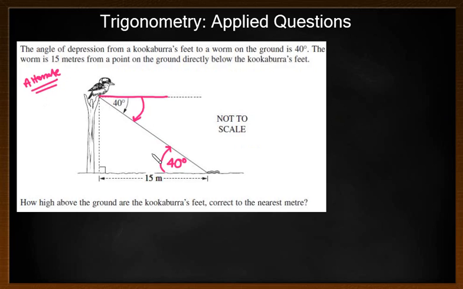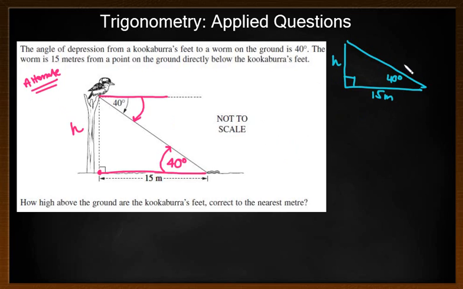We've got the worm that is 15 meters from the point on the ground directly below the kookaburra's feet. So we've got the 15 meters there drawn out nicely. And we're wanting to find out how high above the ground are the kookaburra's feet correct to the nearest meter. So I guess that could be our X or our H. Now if you like to redraw things, you certainly could redraw this triangle to make it look a little bit nicer or a little bit more like our trigonometry. So we've got our 40 degrees there, we've got our 15 meters there, we've got our H. Of course, it's not necessary to do that, but you might find it easier.